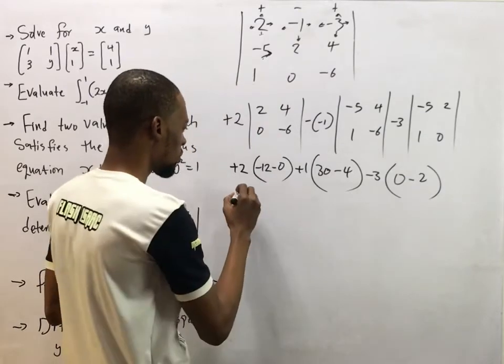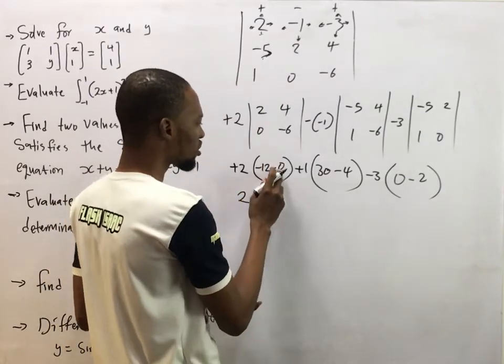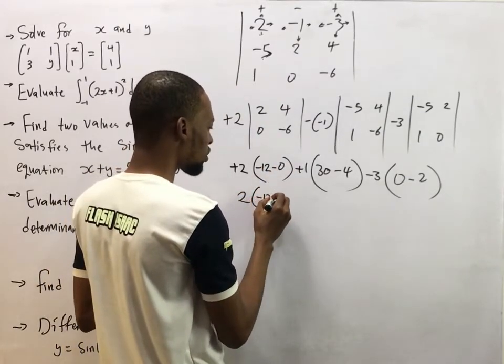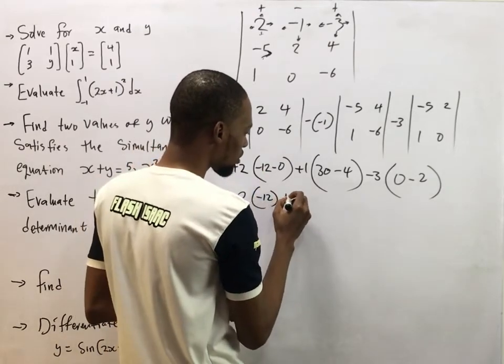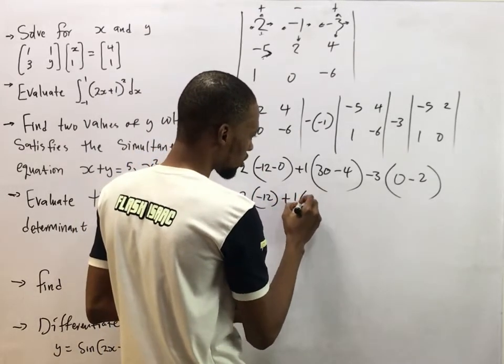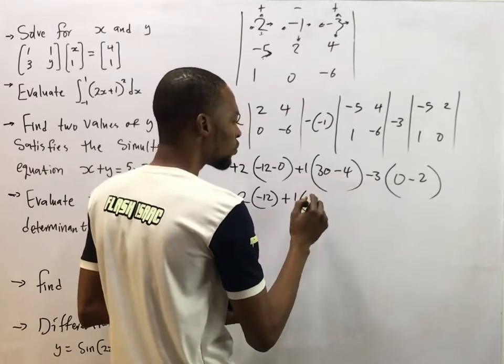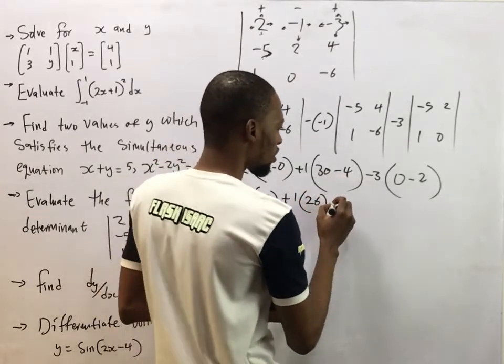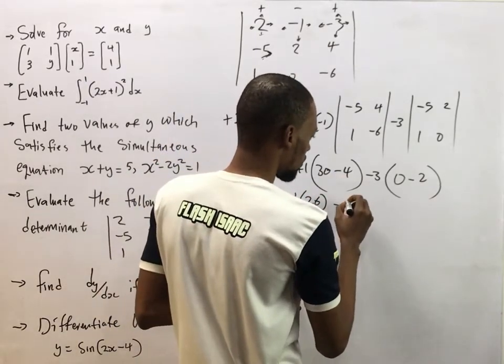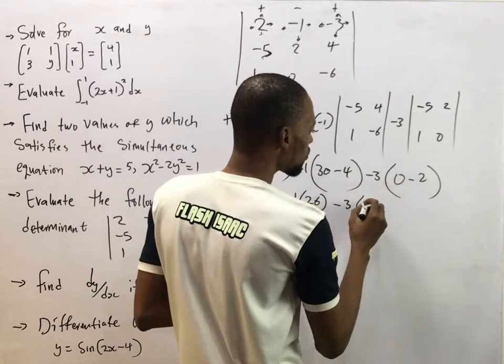So we'll continue. We have 2 here. Minus 12 minus 0. Here will remain minus 12. Plus 30 minus 4 will give you 26. Minus 0 minus 2 will remain minus 2.